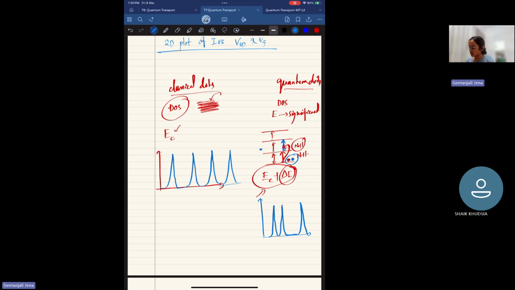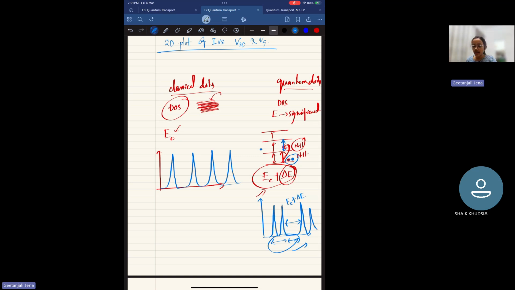So now we'll see that this spacing will increase, and it is proportional to EC plus delta E. So instead of equally spaced Coulomb oscillations, we'll see an oscillation where the periodicity is not equal. Sometimes they are closely spaced, now they are widely spaced, and this pattern repeats for the quantum dot. So this is the main difference between a quantum dot and a classical dot.